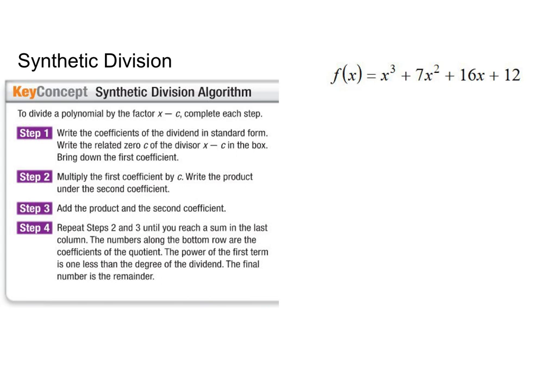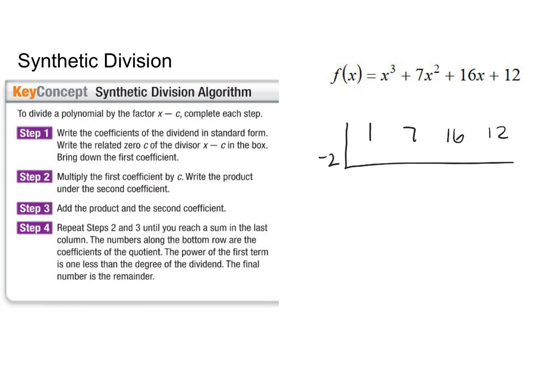So here are basically the algorithm steps for you to use synthetic division. So I'm going to write my coefficients. So 1, 7, 16, and 12. And I want to divide by one of the zeros. So I will divide by -2.